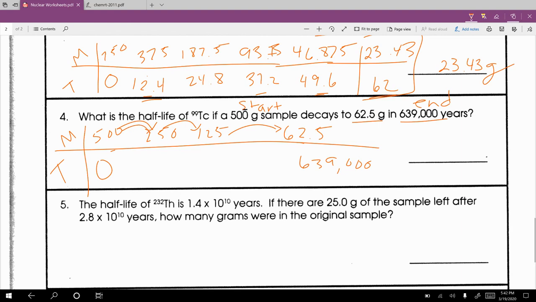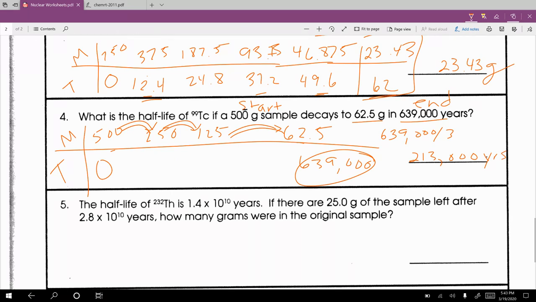So I went 1, 2, 3 half-lives. 3 half-lives took 639,000 years. So I'm going to take 639,000 years and divide that by 3. And that means that each half-life is then 213,000 years.